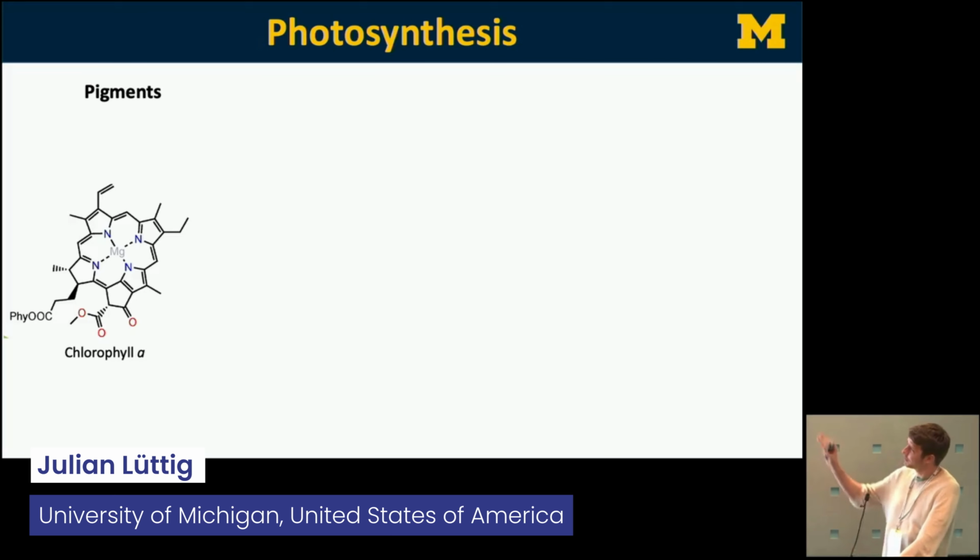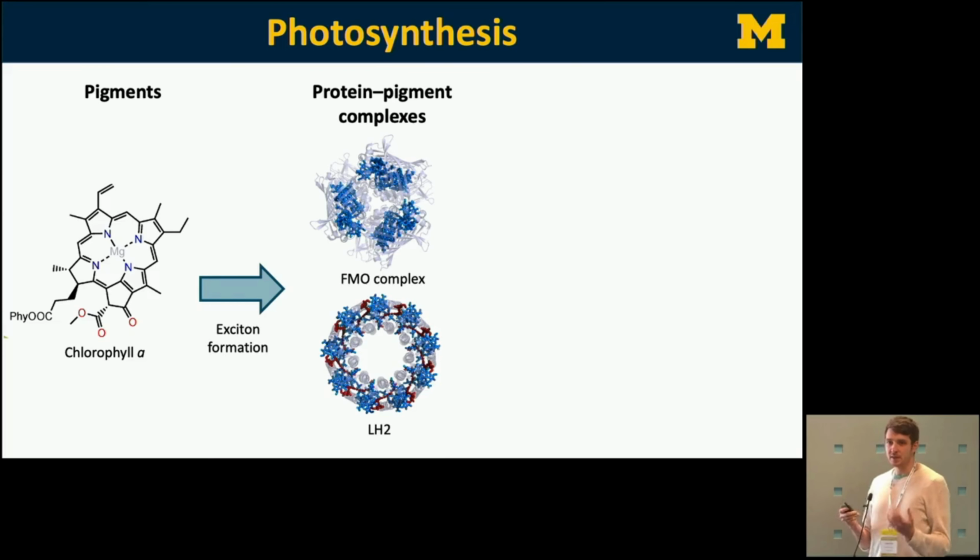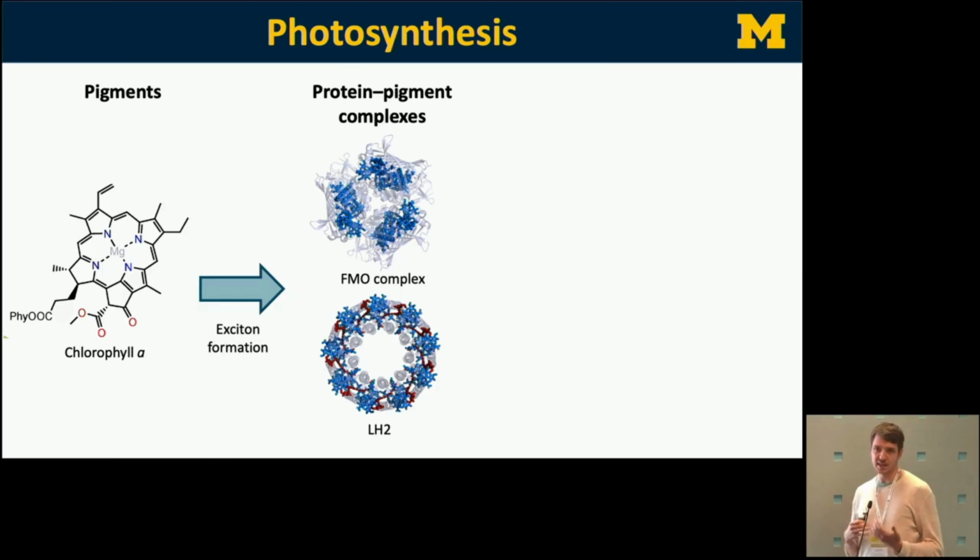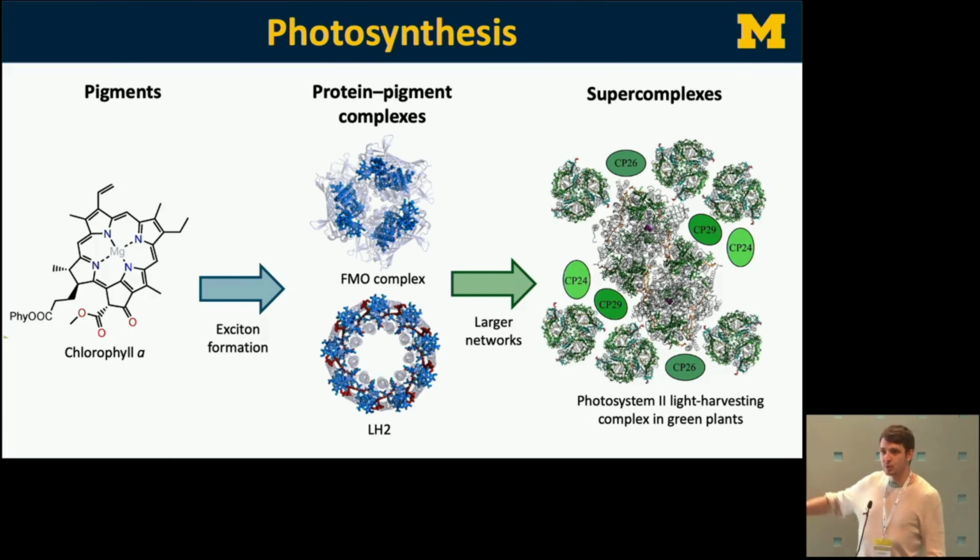But yeah, I'm interested in photosynthesis, and photosynthetic systems are built out of pigments like chlorophyll A. These pigments are coupled together by a protein matrix, and they form protein-pigment complexes. These lead to the formation of excitons, and excitons are simply the excited states of coupled systems. Then they form bigger complexes, like the PS2 supercomplex.